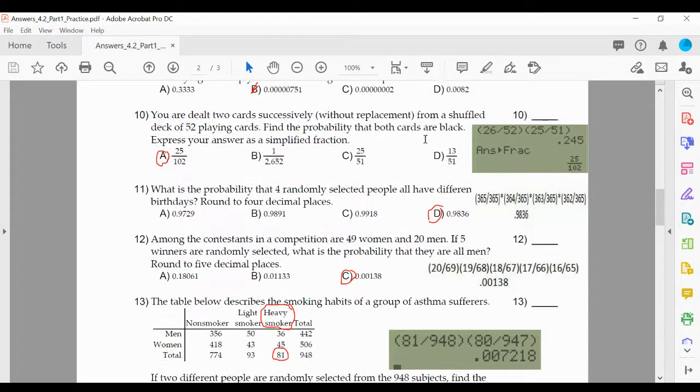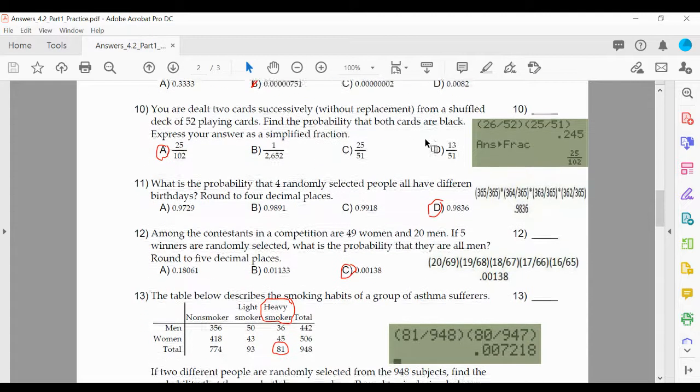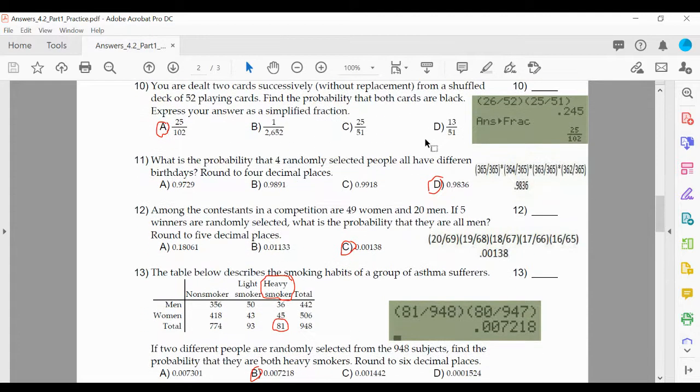Number 11 is kind of similar to number 9. You got 4 randomly selected people. Find the probability of having different birthdays. The fourth person has to have a different birthday than the third, who has to have a different birthday than the second, and the second has to have a different birthday than the first.